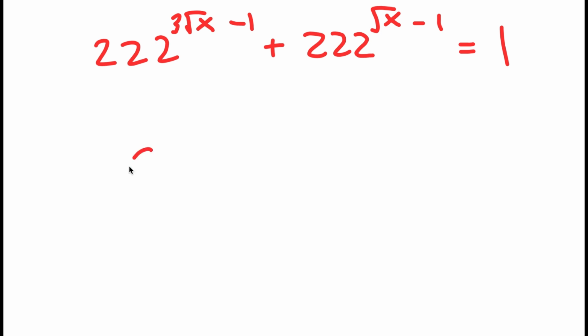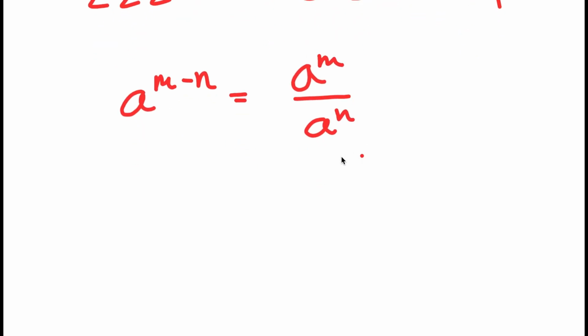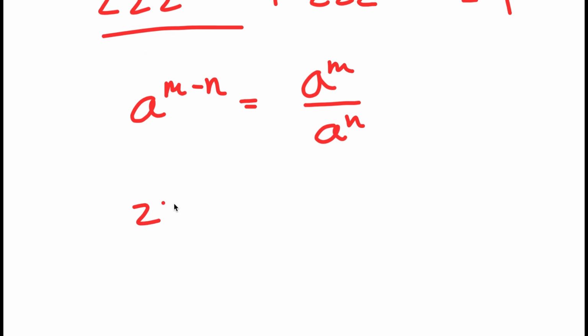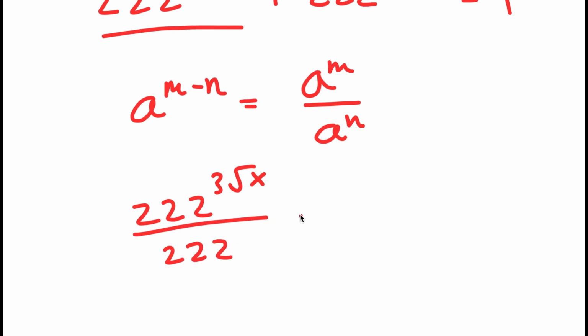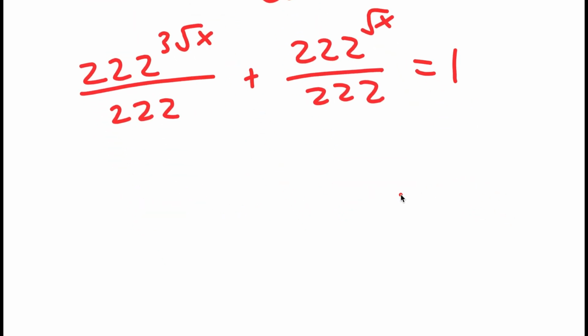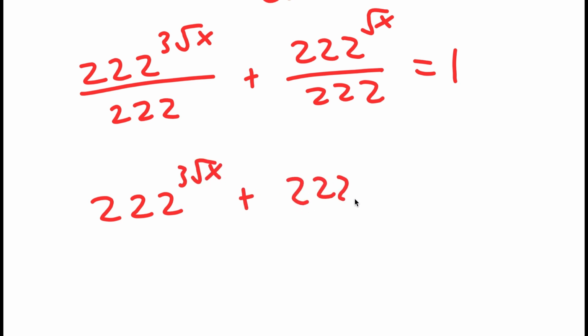I'm going to first start with a property of exponents that states that if I have something in the form a to the power of m minus n, this is equal to a to the power of m over a to the power of n. So what I'm going to do is rewrite this as 222 to the power of 3 root x over 222, and I have this plus 222 to the power of root x over 222. Now from here, if I multiply both sides by 222, I get 222 to the power of 3 root x plus 222 to the power of root x is equal to 222.